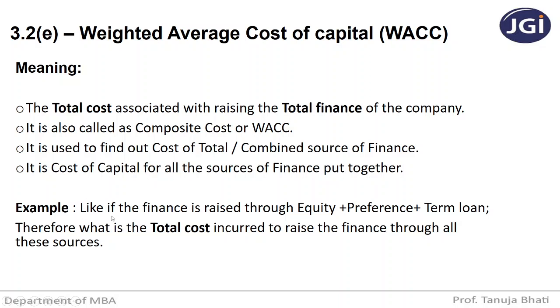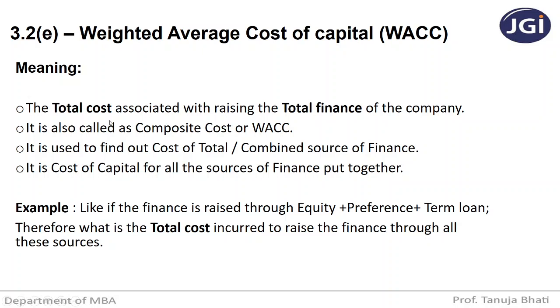So for example, if a finance is raised by a company through equity, preference, term loans, what is the total cost incurred to raise the finance through all these sources? So students, till now we have seen how to calculate the cost of capital for individual source of finance which is raised by the company. Now, calculating the total cost, which is nothing but all the individual costs put together, taking the average of it, we get the total cost.